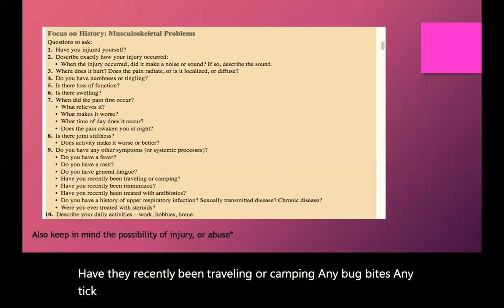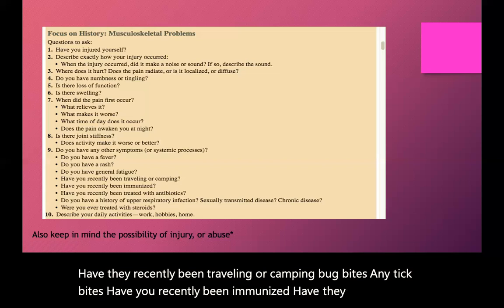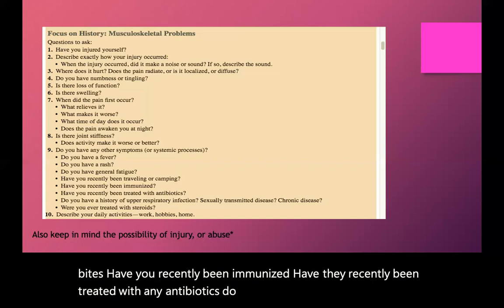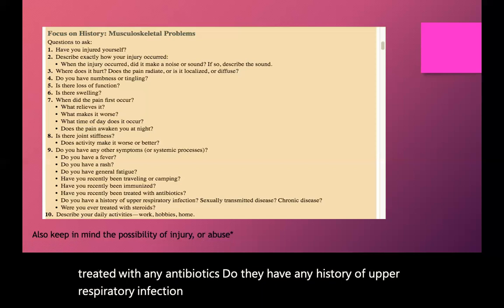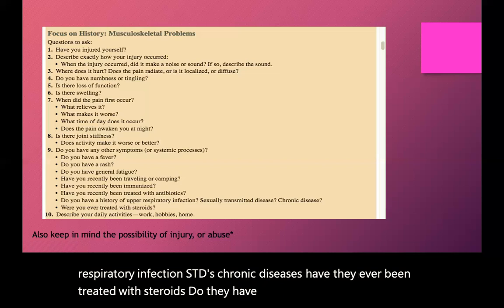Have you recently been immunized? Have they recently been treated with any antibiotics? Do they have any history of upper respiratory infection, STDs, chronic diseases? Have they ever been treated with steroids? Do they have any allergies to steroids?